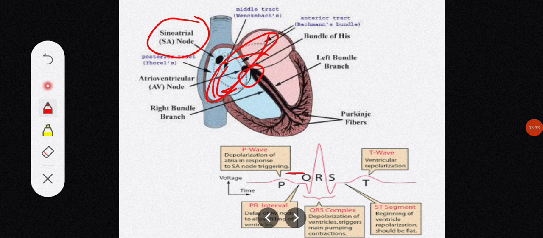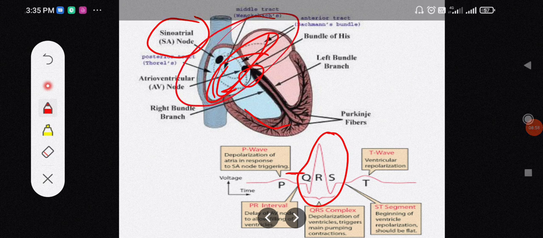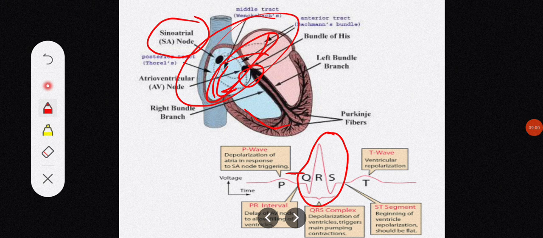Now once it has travelled down the atrioventricular node, it will go into the Purkinje fibers, and the action potential will start getting generated in the ventricular muscles. So this QRS complex represents the depolarization of the ventricular muscles and the repolarization of the atria.